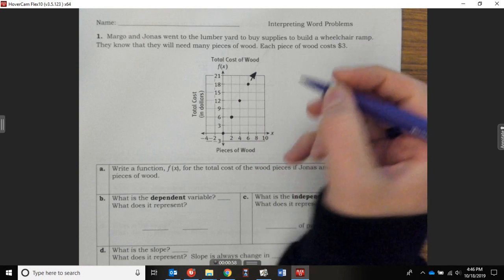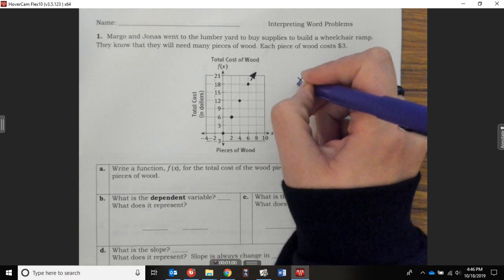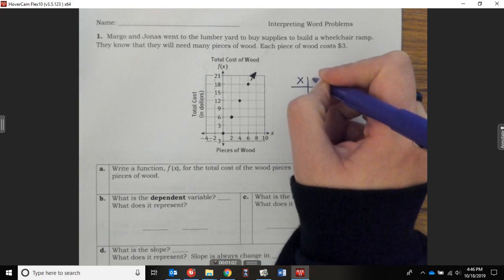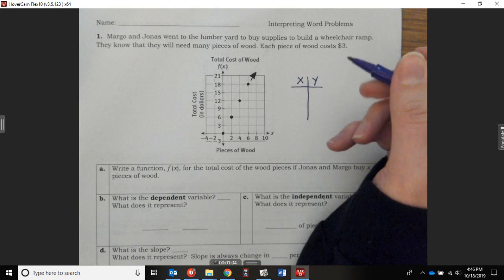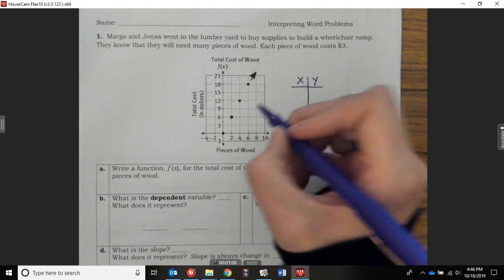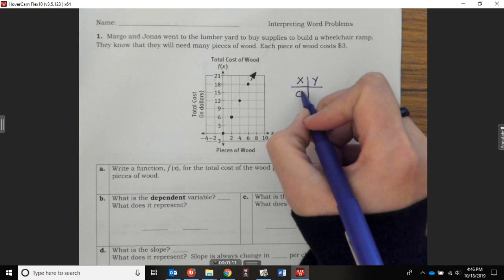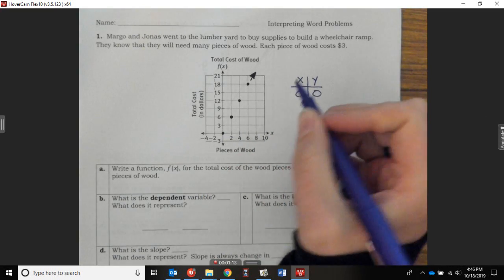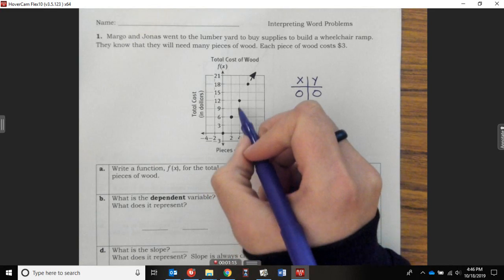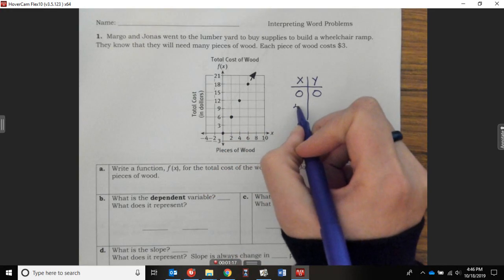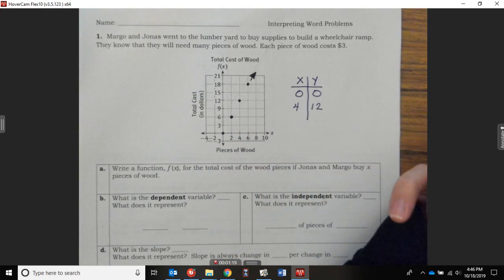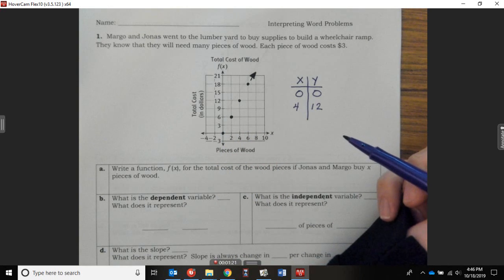So I'm going to pick just 2 points because that's all you need to figure out your slope. One of the points is a very easy one, 0, 0. And then another point, right here, is 4, 12. You could have picked any of the points on the graph though.